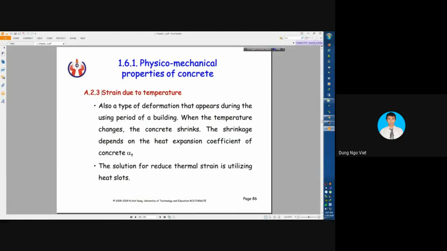The third property of concrete is the strain due to temperature. It is also a type of deformation that appears during the using period of a building. When the temperature changes, the concrete shrinks, and the shrinkage depends on the heat expansion coefficient of concrete, alpha T. And the solution for reducing thermal strain is utilizing heat loss.